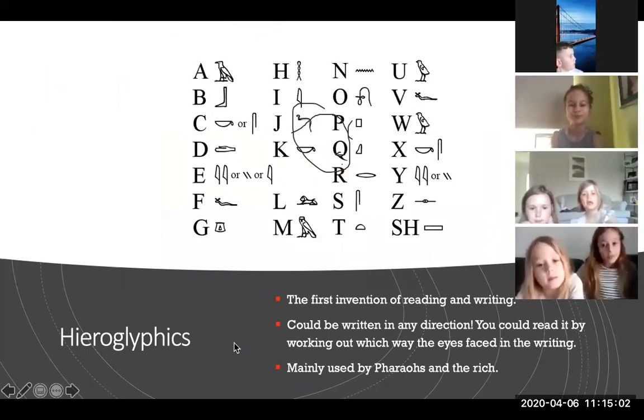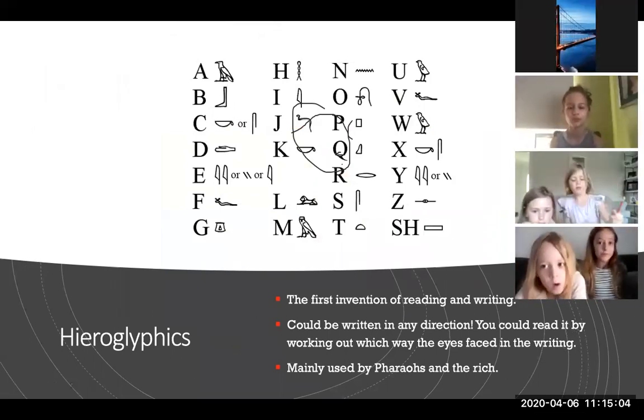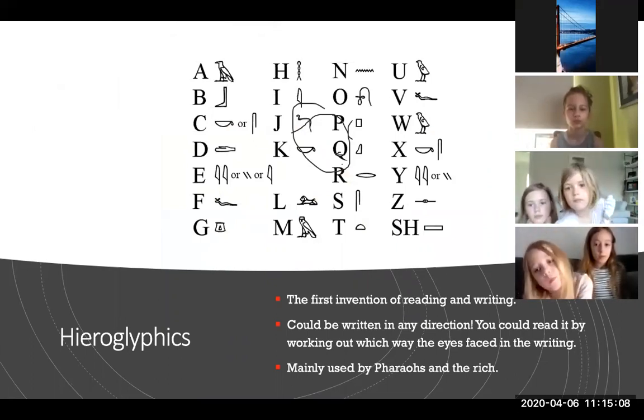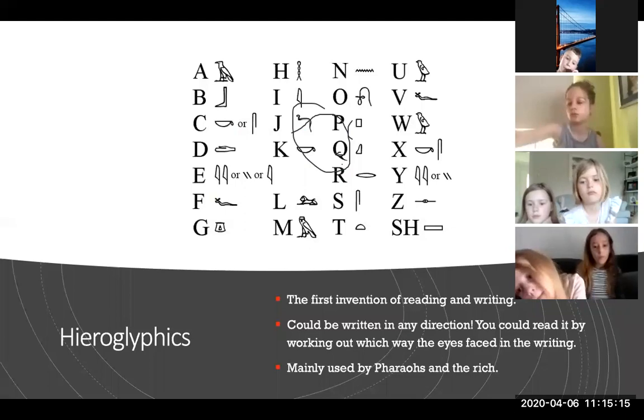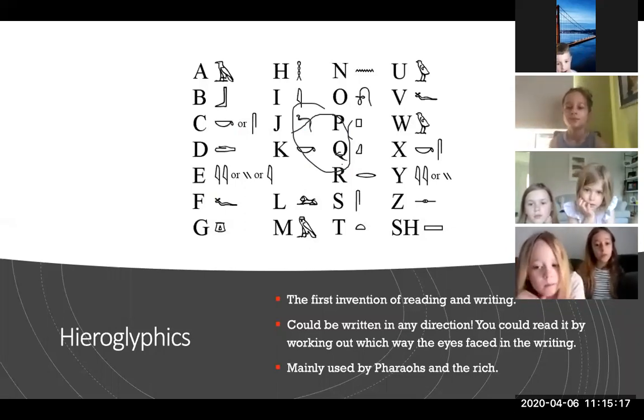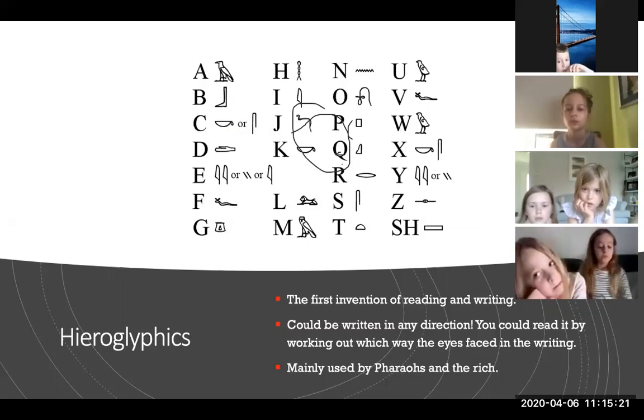So the first invention of reading and writing was by the ancient Egyptians, and it used hieroglyphics, which basically means religious symbols. So they used lots of symbols for their letters. And to make it more difficult, it could be written in any direction. So it could go round in a circle, it could go left to right, it could go right to left, up and down and up. It could go in any direction.